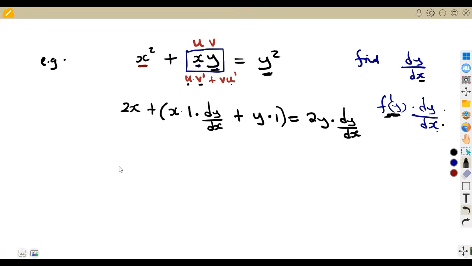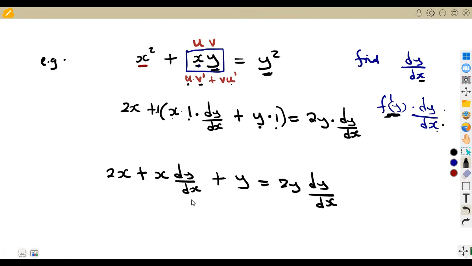This is a product, so you're going to have at the end 2x plus x times 1 times dy/dx, which is going to be x dy/dx in this case. This one is just like a 1, so it's 1 times y times 1, which is going to be y in this case. All right, so everything is equal to 2y times dy/dx, which is 2y dy/dx. Remember, our question is to find dy/dx. This is what we need.